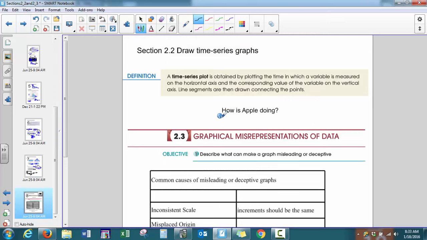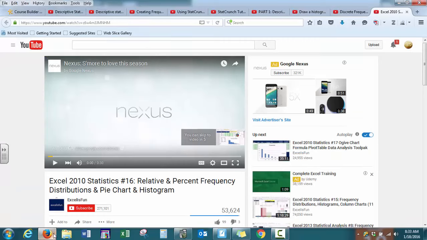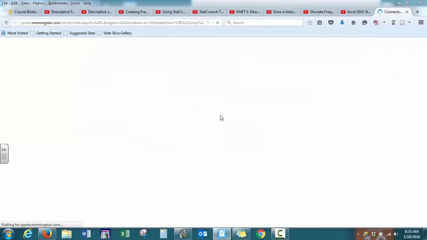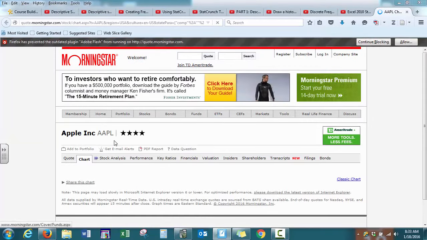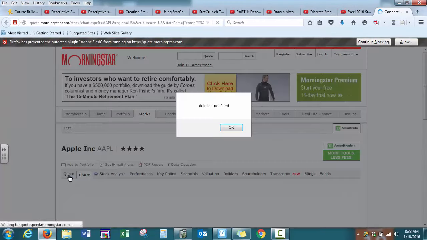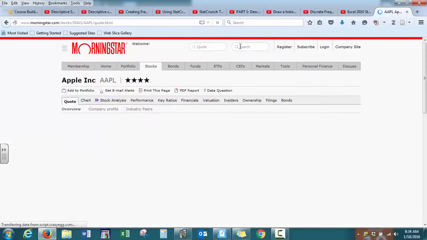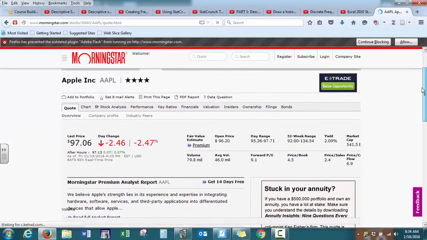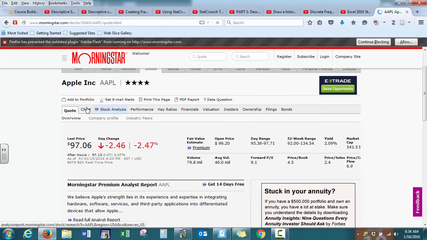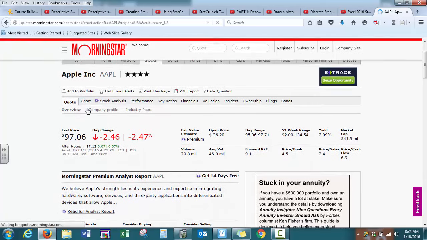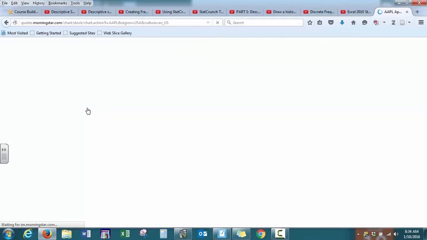Time series graphs. You're looking at what's happening over a specific amount of time. And one good representation of this would be for all my business students. And any company, you can look and see how their stocks are doing over a long period of time. So in the news, they've been talking about Apple being down, their stock prices being down lately. So that's why I chose this one.